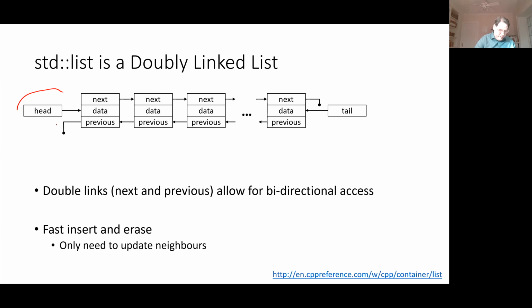So we have a head pointer. It points at the first data element, and each one of these linked list nodes has a next pointer to go forward, and it has a previous pointer to go backwards. And we also have a tail. Okay, so it's a linked list. We can start at the head, we can start at the tail, we can go forward, we can go backwards. Same kind of thing as you wrote in 244.